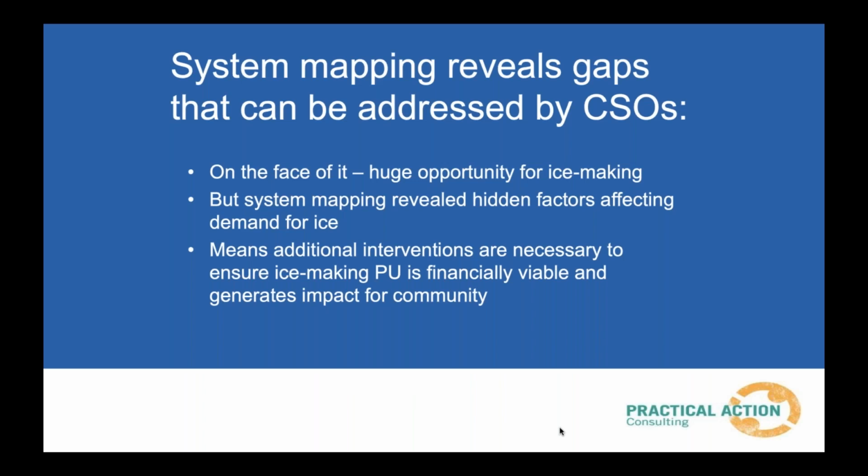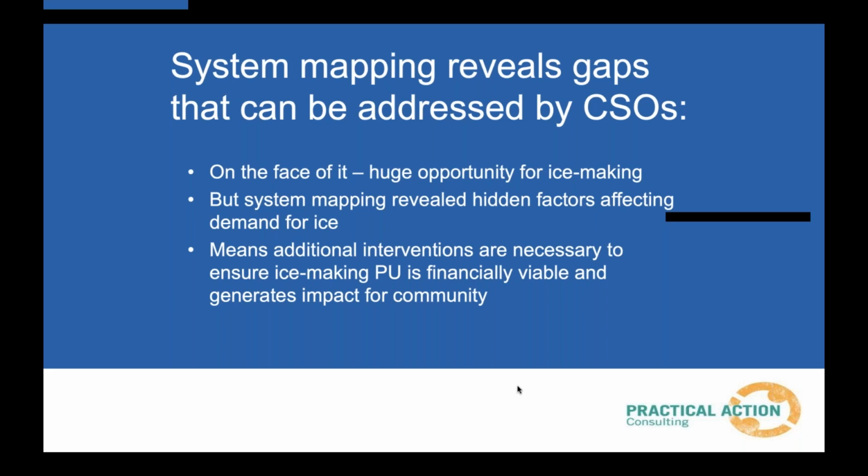So I just want to highlight why system mapping is such an important part of assessing the feasibility of a productive use application. On the face of it, it looked like there was a huge opportunity for ice making in Lake Victoria. We know that cold storage and ice making is essential for fish preservation. There are about 300 fish landing sites on the islands in Lake Victoria that don't have cold storage facilities, which means that ice needs to be transported from the mainland, which is very expensive, and we were hearing many reports about fish spoiling.